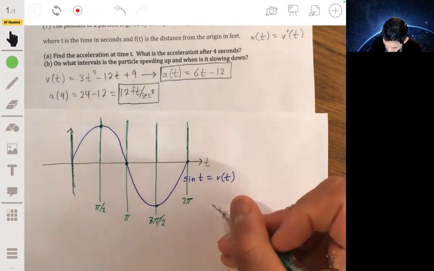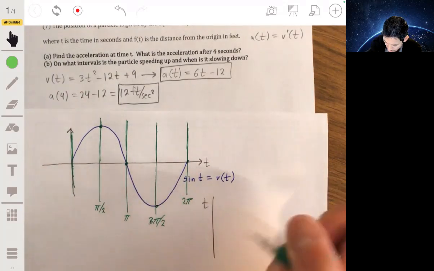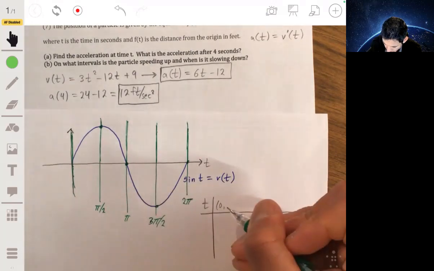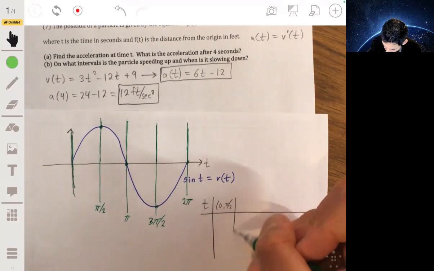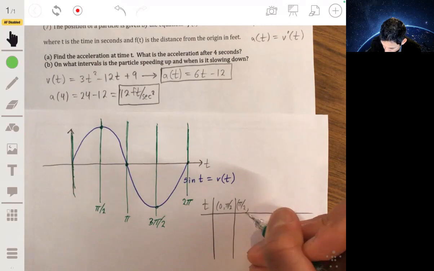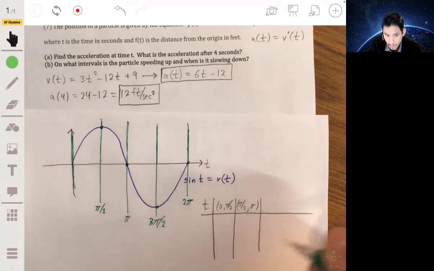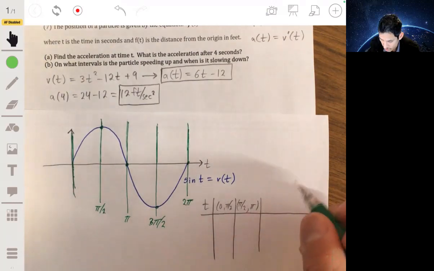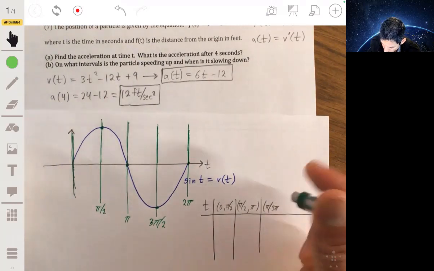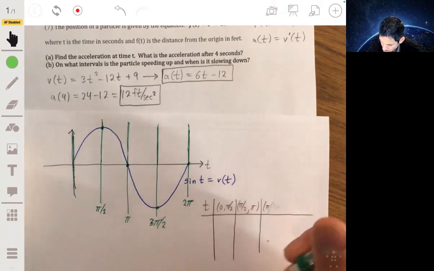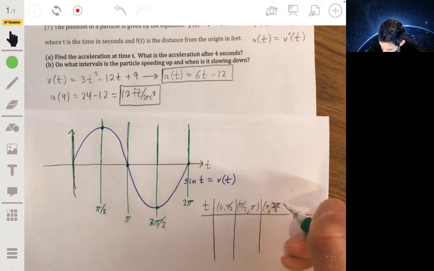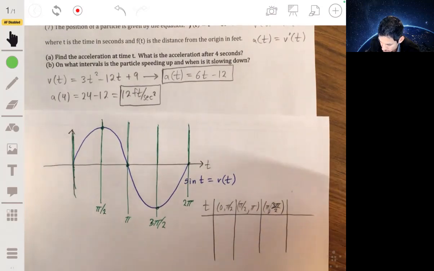So going from 0 to 2 pi. So we're going to go from first 0 to pi over 2, then from pi over 2 to pi, then from pi to 3 pi over 2, and then from 3 pi over 2 to 2 pi.